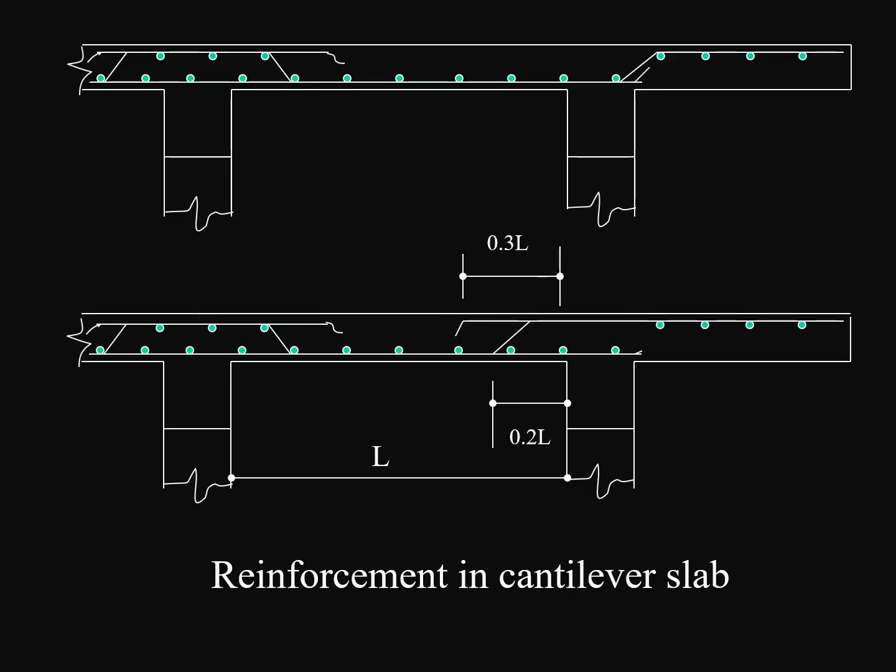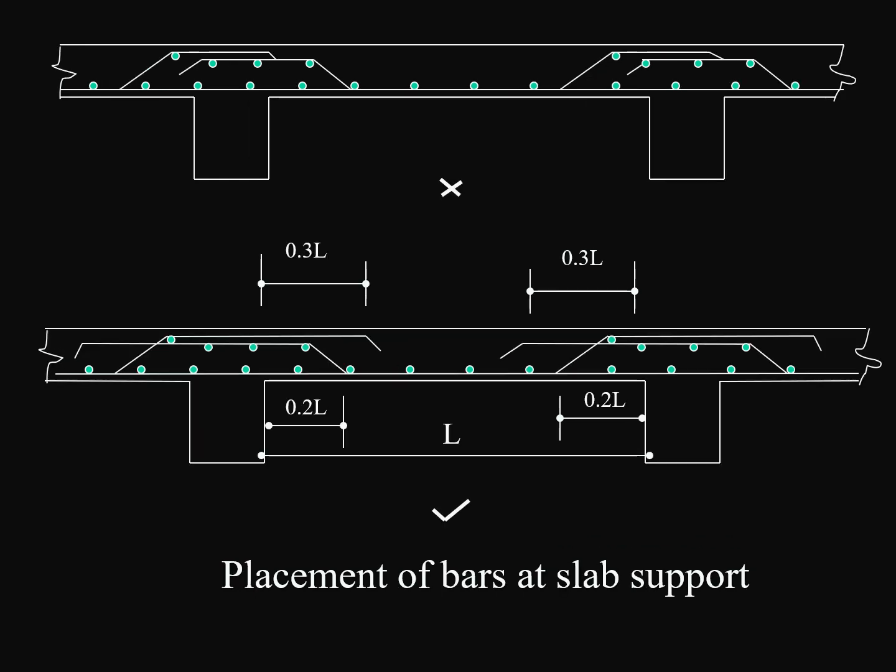Similarly, for cantilever slab, the tension bar is not extended in the first section, whereas in the section shown below, the tension bar is extended up to 0.3 L as shown, which is correct. Similarly, for supports, in case of slab, the bar should be provided as shown in the section below, not as shown in the section above.